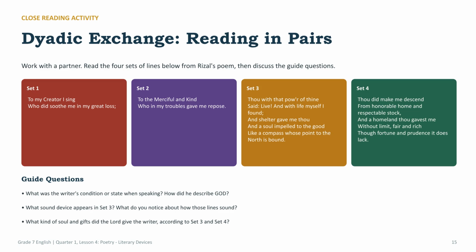Now let's think through our 3 guide questions together. First, what was the writer's condition or state when speaking? How did he describe God? Pause here and jot your answer.